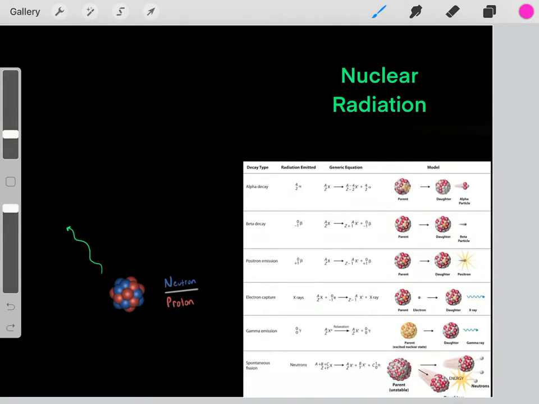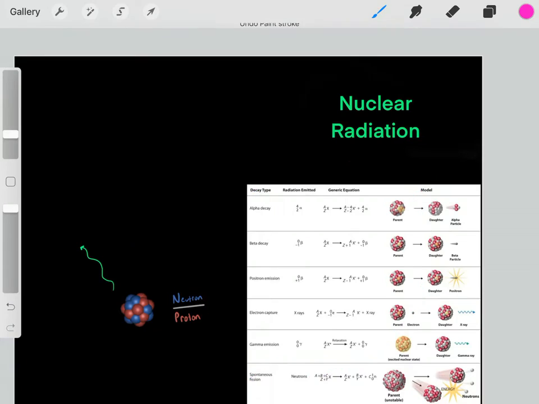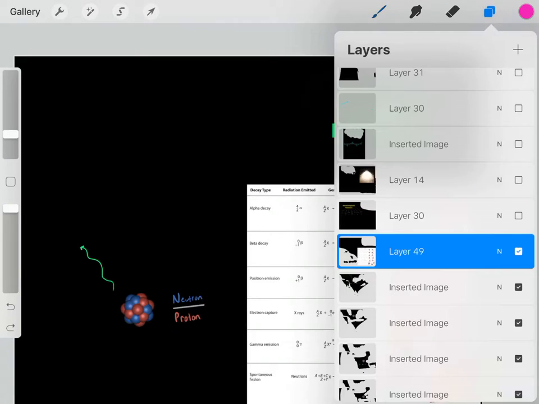And if it doesn't have a stable ratio of neutrons to protons, it can emit nuclear radiation. There are different types of nuclear radiation, and each type has a different impact on the way it affects the neutron to proton ratio.